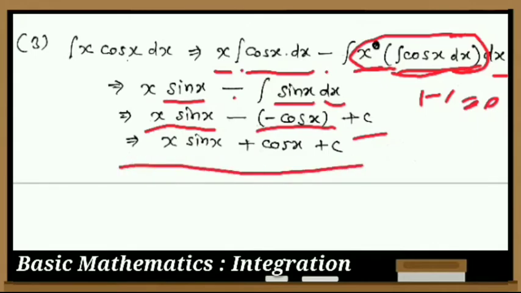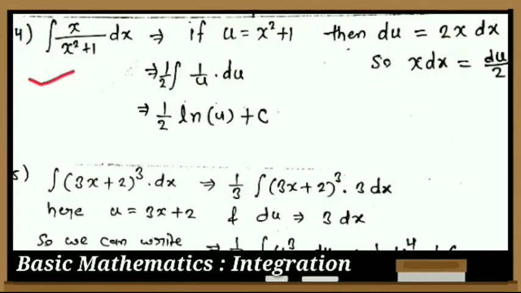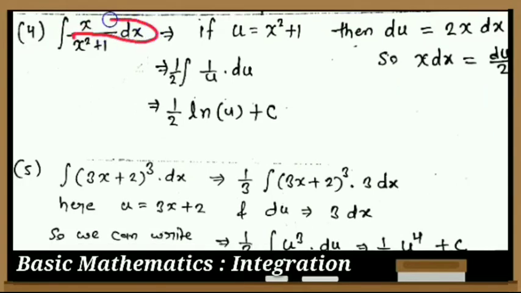Let's move to another example. As you can see here, integration of x upon x square plus 1 dx. This example is based on the substitution rule. We put u equals x square plus 1 and differentiate it, then we can write du is equal to 2x dx. Here we can find the value of x dx. As we simplify this we can write x dx is equal to du upon 2. We can replace each term by substituting u and du in the given expression. In place of x dx we put du upon 2, and in place of x square plus 1 we put u.